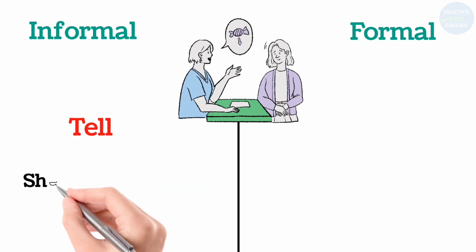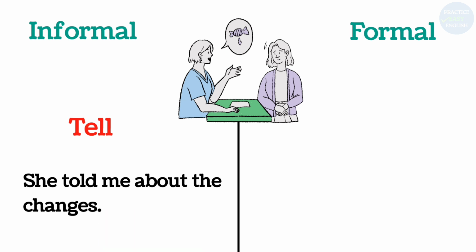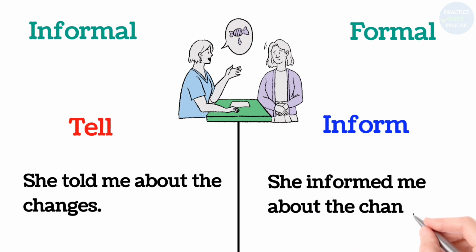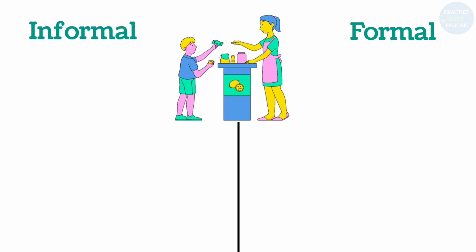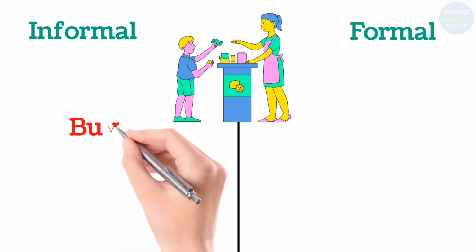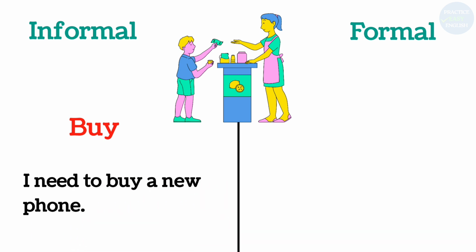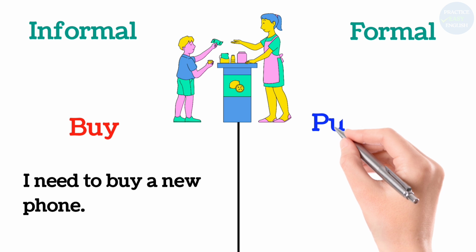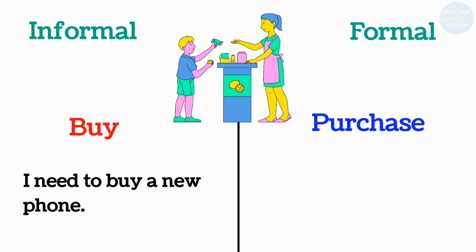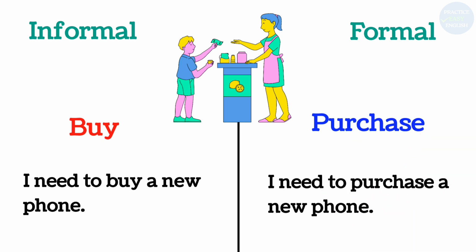Tell. She told me about the changes. Inform. She informed me about the changes. Buy. I need to buy a new phone. Purchase. I need to purchase a new phone.